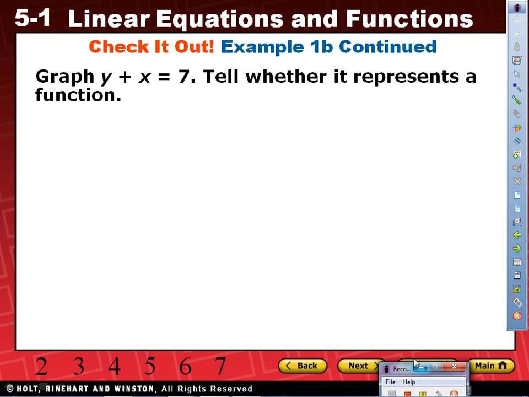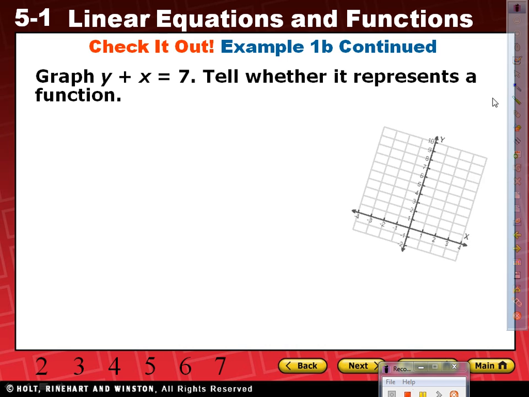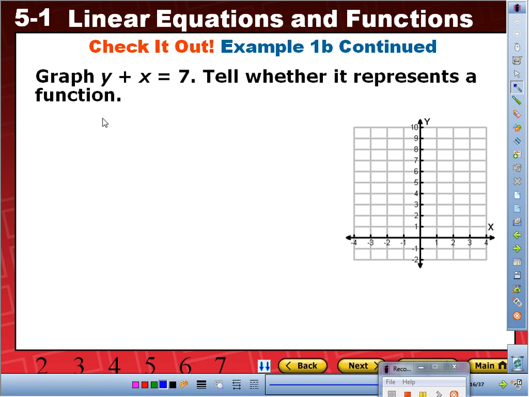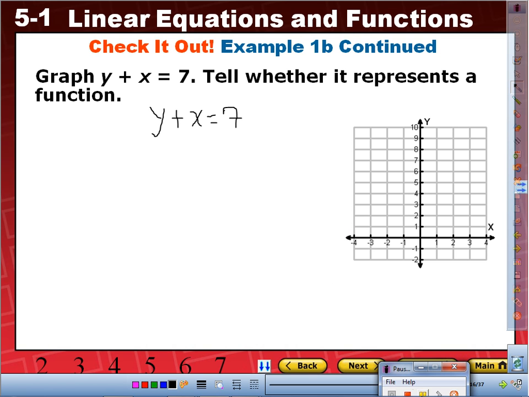Copy this one. Y plus x equals 7. Y plus x equals 7. Once again, follow your steps. Step 1, solve for y. Step 2, write a table. Plot your points, graph your function, and then at the end, you check. Go.